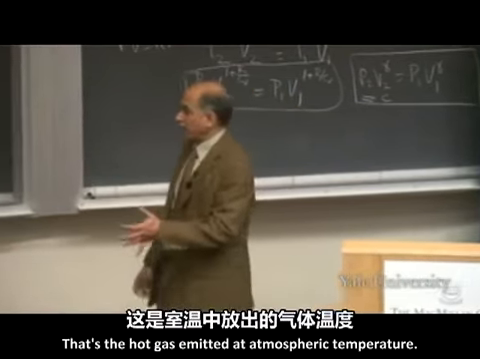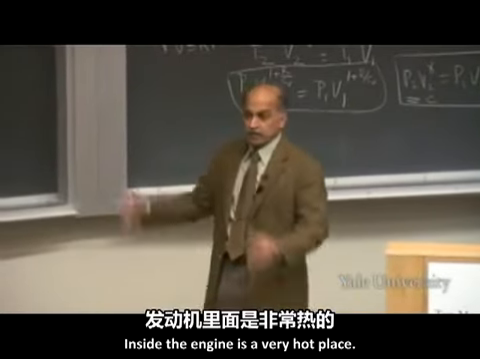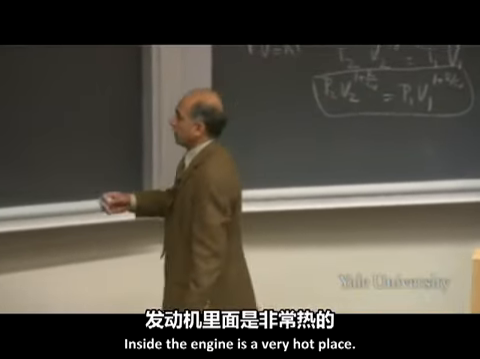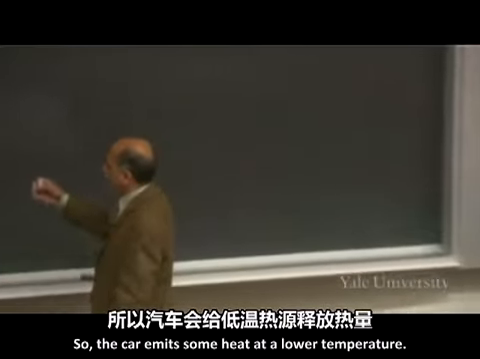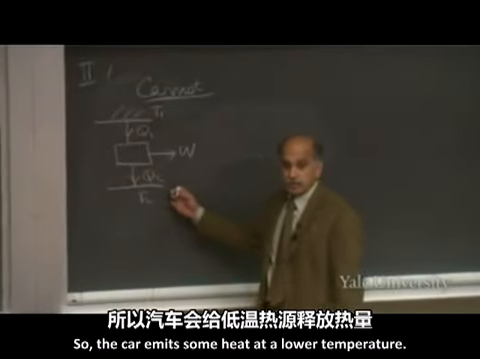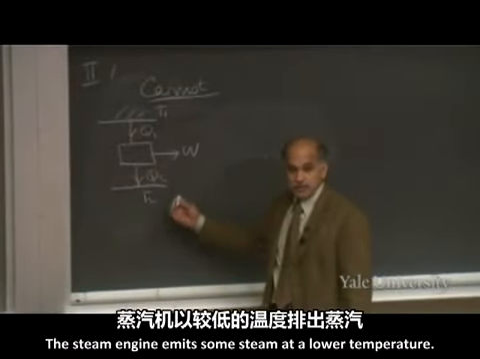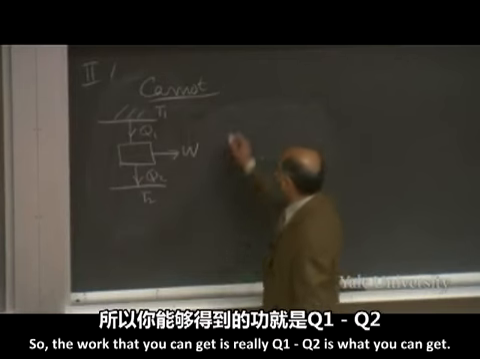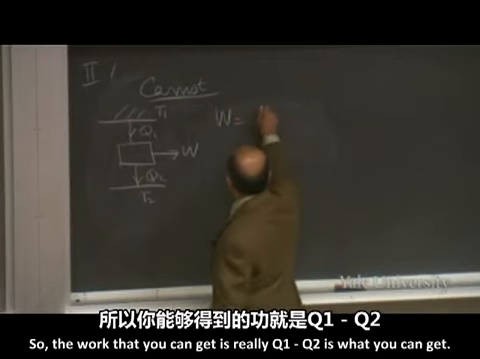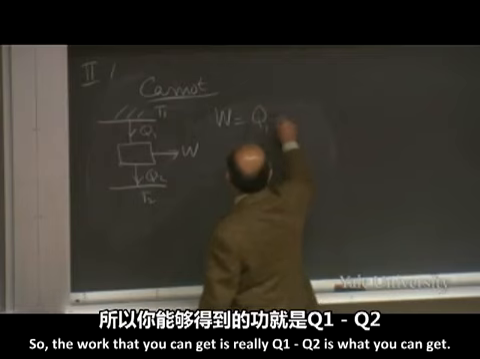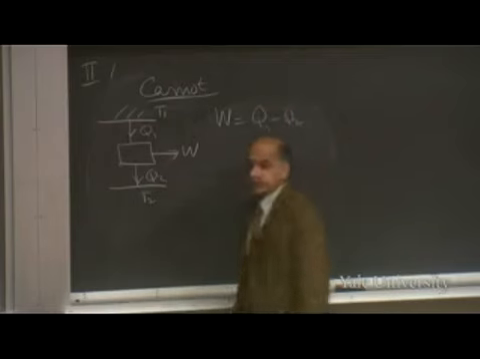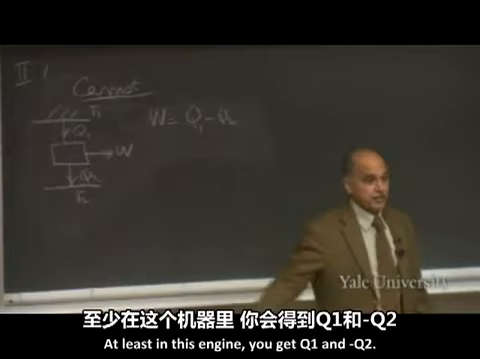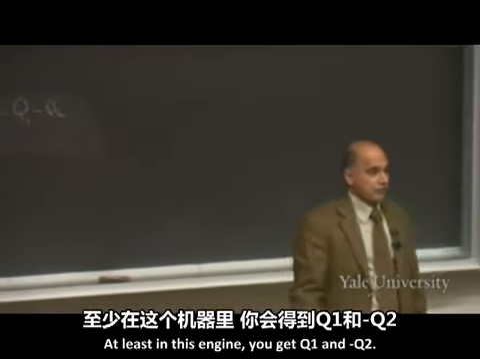That's the hot gas emitted at atmospheric temperature. Inside the engine is a very hot place. So the car emits some heat at a lower temperature. The steam engine emits some steam at a lower temperature. So the work that you can get is really Q1 minus Q2 is what you can get. At least in this engine, you get Q1 minus Q2.